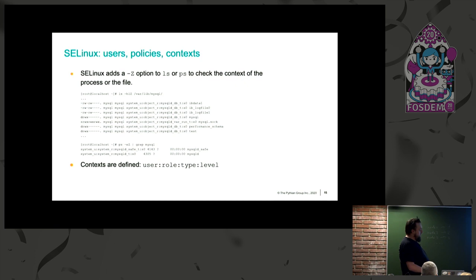The contexts are defined as user, role, type, and then a level. The most use that I have seen from it is using user and type, and role is usually like a system object or system_r or something like that. And level is if you want to go even more granular, you can start saying this user has access to these SELinux levels, and you can go up to more and more levels. But that takes us a bit too far.